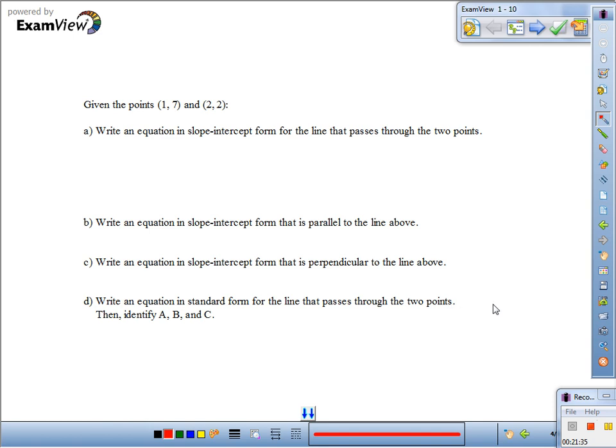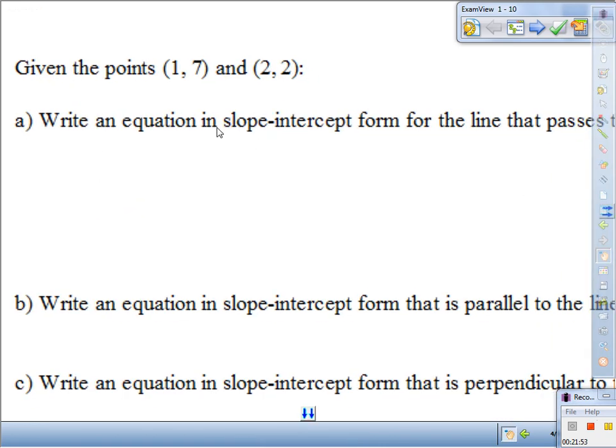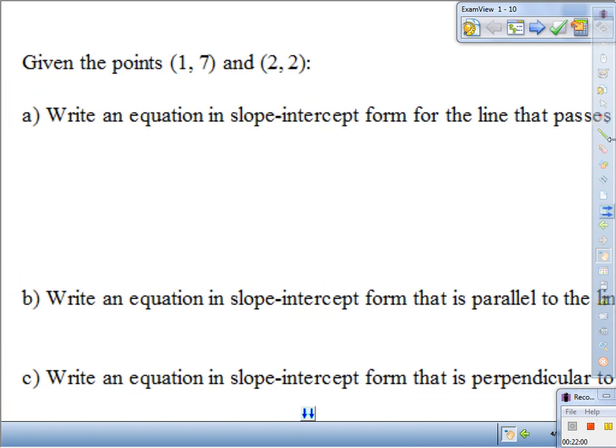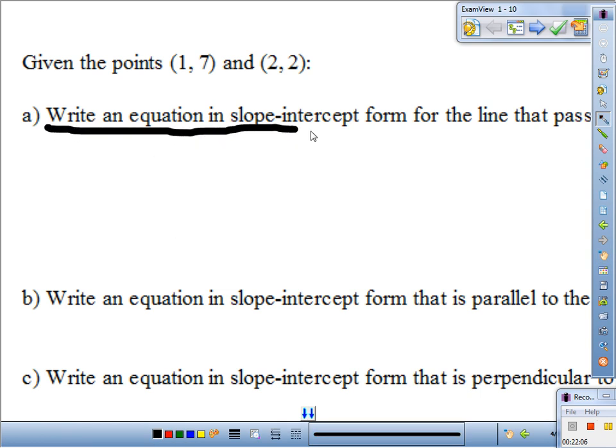Problem number 1. Let me zoom in. Focus, please. It says, given the points (1, 7) and (2, 2), part A says, write an equation in slope-intercept form for the line that passes through the 2 points. So what is the key phrase here? Write an equation in slope-intercept form. What would be the first thing that your noodle tells you to do? That is correct. You need to write y equals mx plus b.